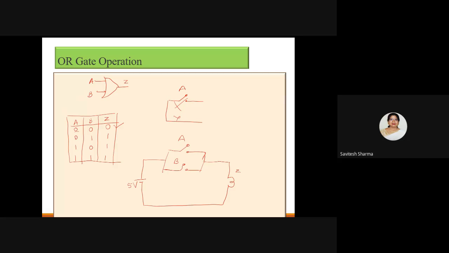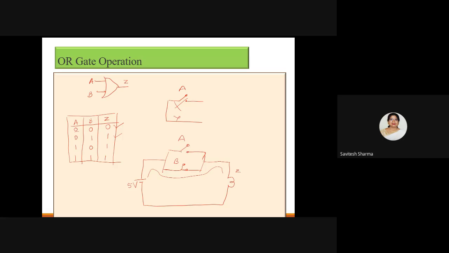Next case: if A is 0, that means this switch is open, but switch B is closed. Whenever switch B is closed, the connection from this 5 volt to the bulb is established. So this is now a closed loop, your 5 volt is applied across the bulb, and the bulb will glow. So the bulb is glowing, that means Z is 1.